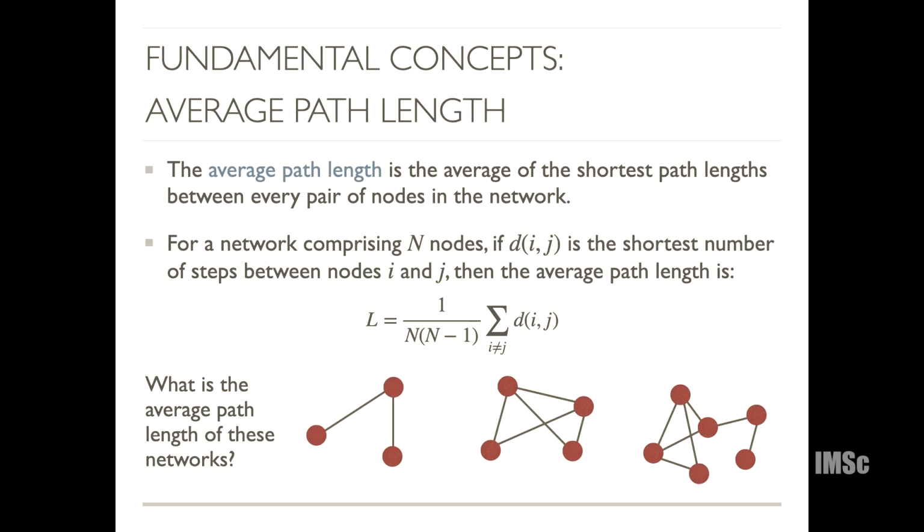So remember, you just have to sum over all the shortest paths, and normalize it by n times (n minus 1). So n is the total number of nodes. In this case, for example, here it's 3. So you can at least do that. You can find the normalizing factor and then tell me what the L is going to be for this network.